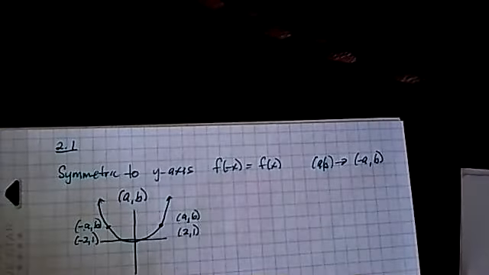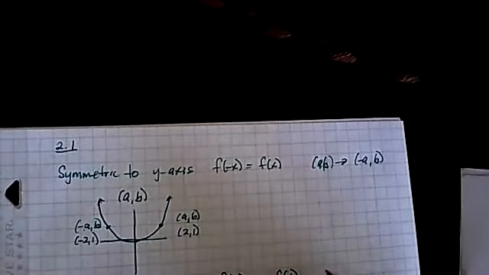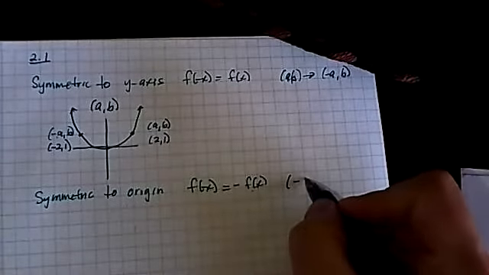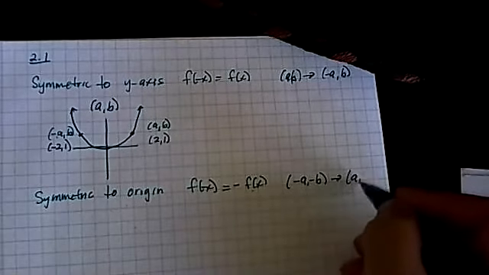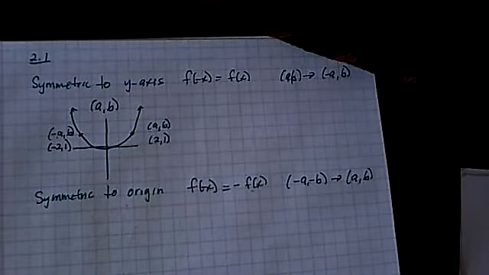All right, so with respect to the origin, if it's symmetric to the origin, then if I put in a negative x, I would be able to pull out a negative and then have my original function. Now if I look at points on there, if I have point negative A, negative B, then the opposite of both of them are going to fall on that same function. Okay.